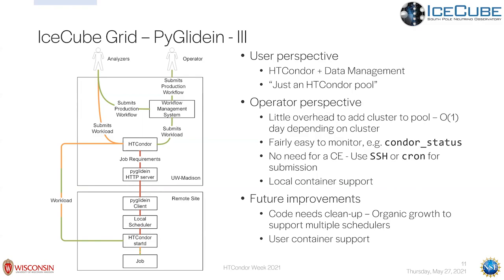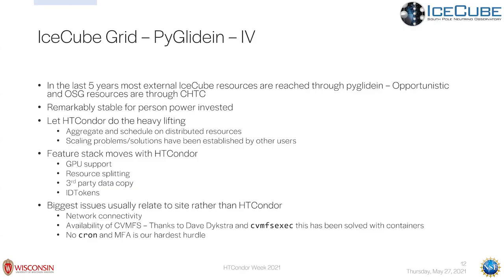There are some future improvements. This is organically grown code with continuous user support, and I'll go into what that means in a bit. Summarizing our experience in the last 5 years, most of our external IceCube resources that we access, either pledged HPC resources or other resources that we get contributed, run on this system. Most of the time, we still get a significant portion of our resources opportunistically through OSG, and then we just go straight through CHTC.